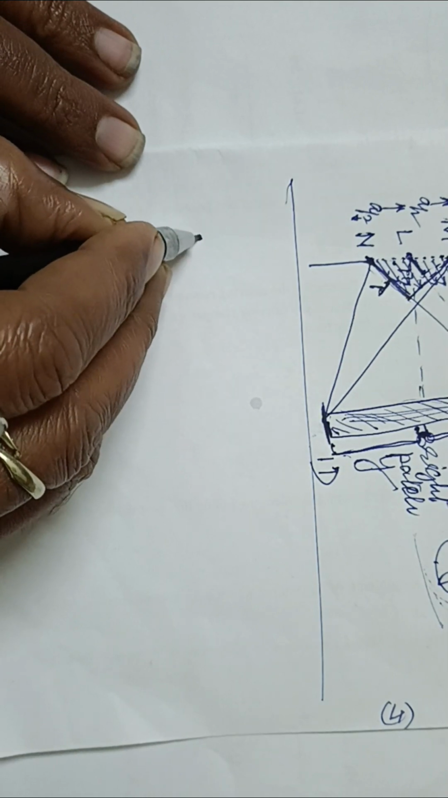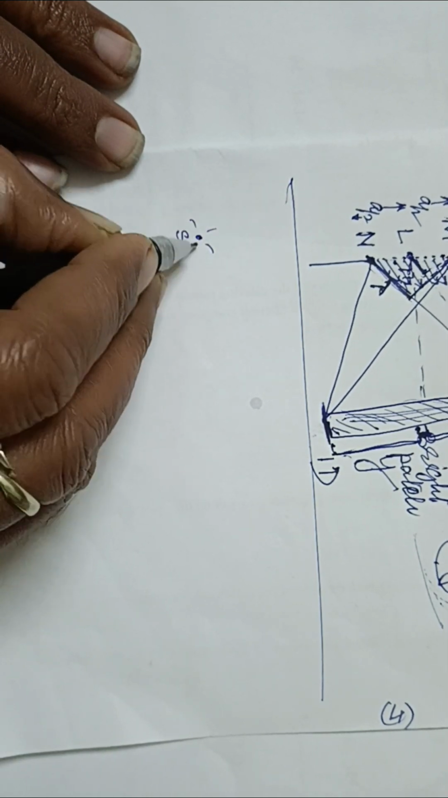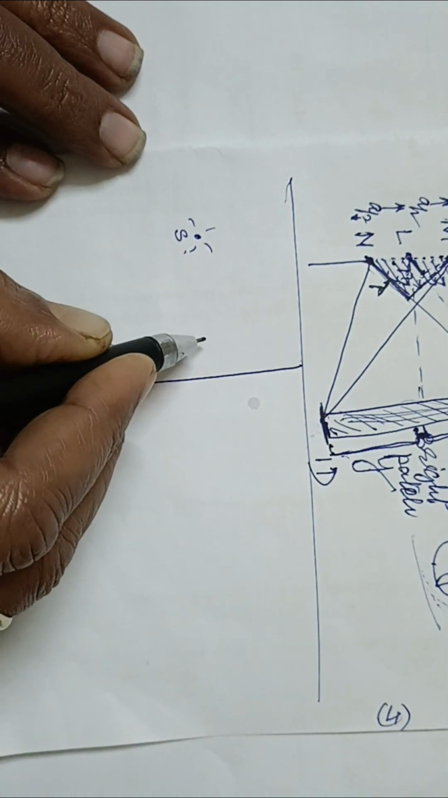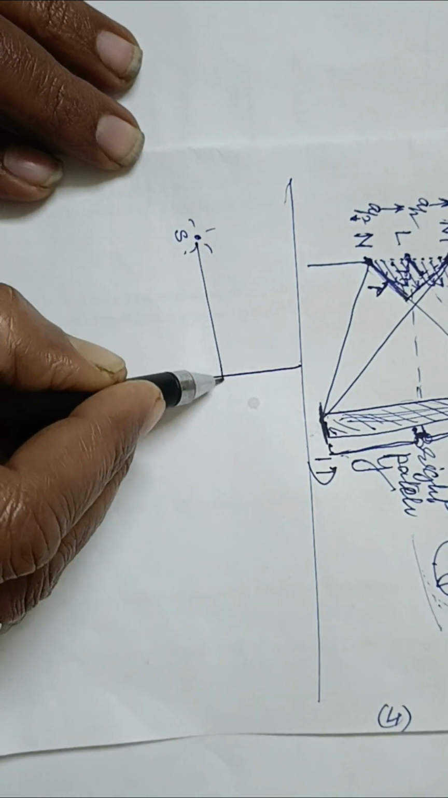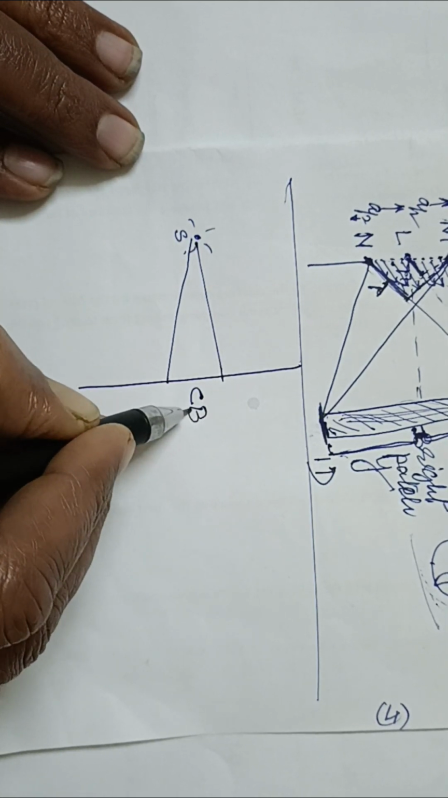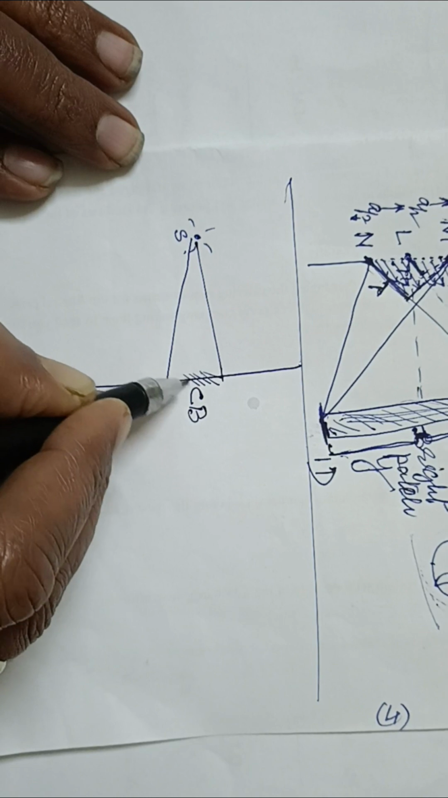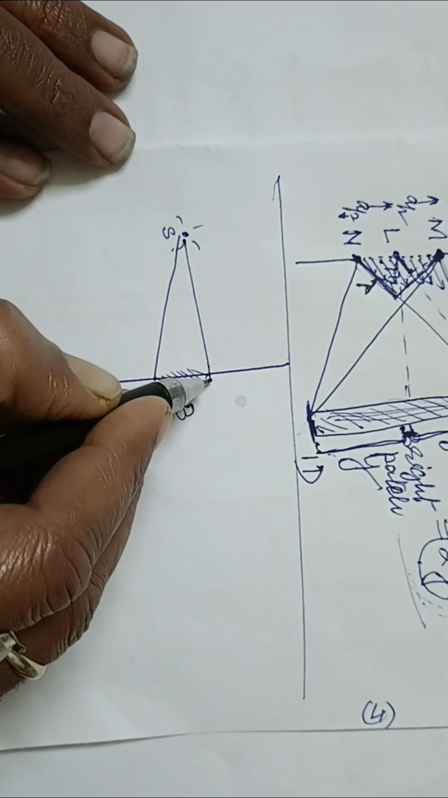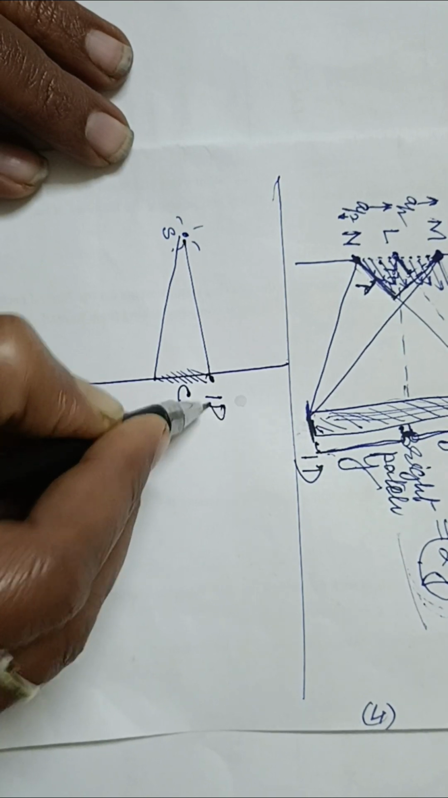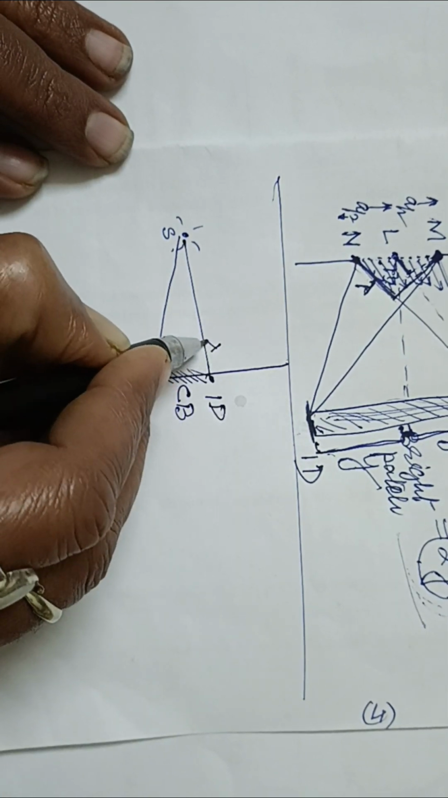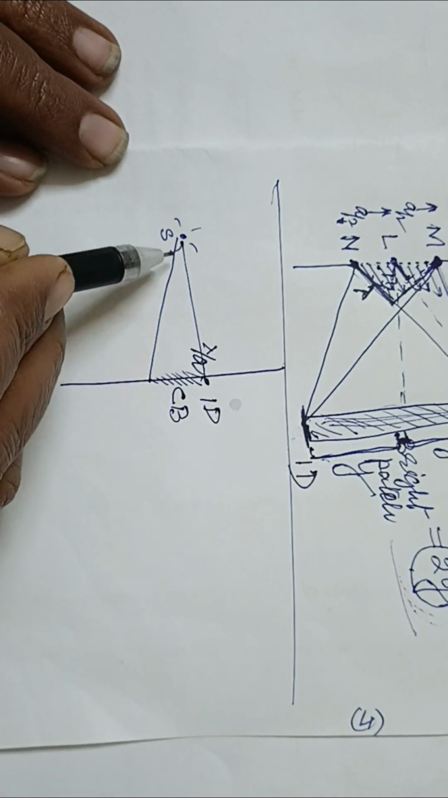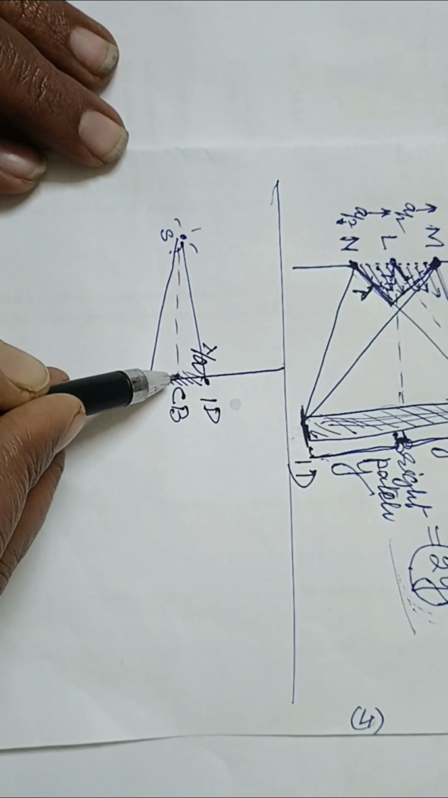Okay, this is the light source, and you are getting fringes here one by one from here. This is the central bright fringe. After that, you are getting the first dark over here, which is at a lambda by a position.